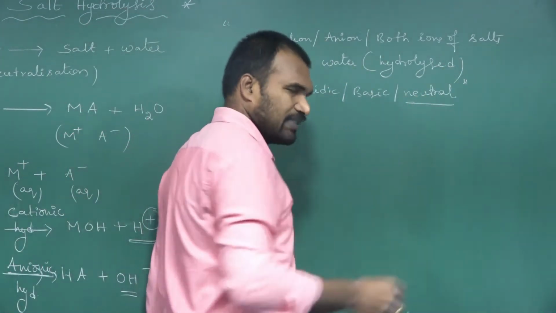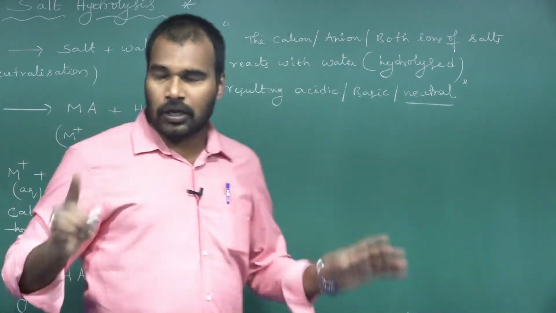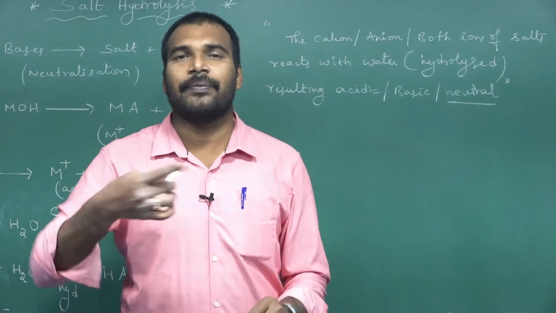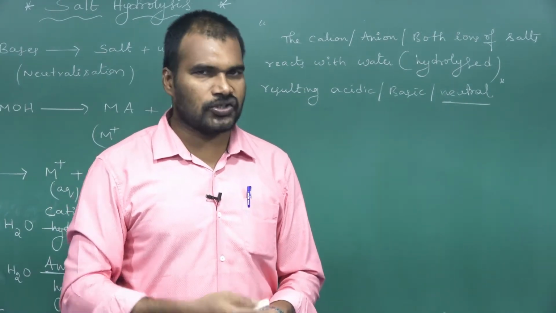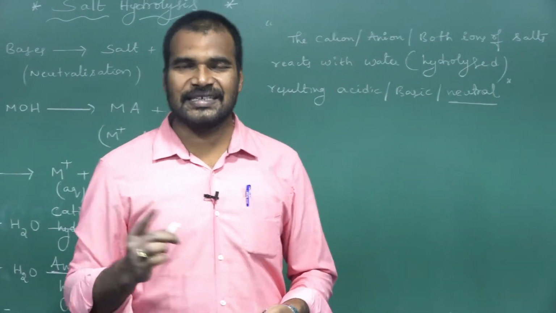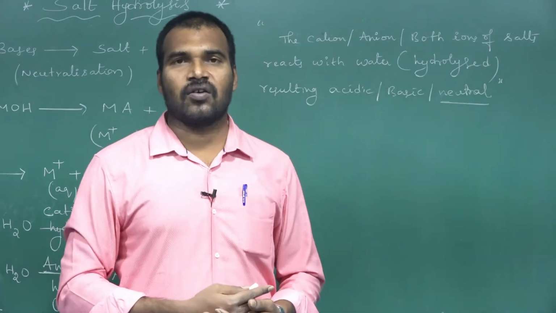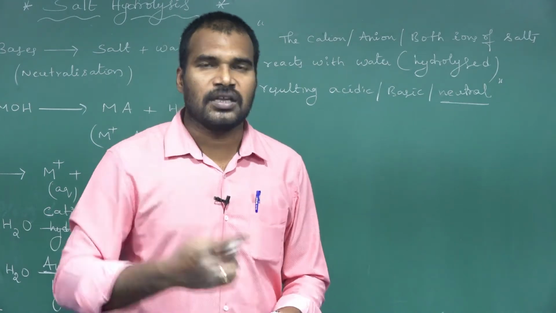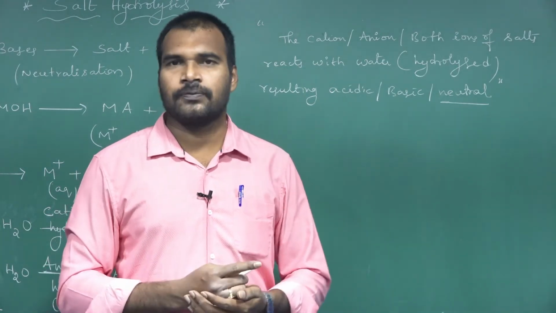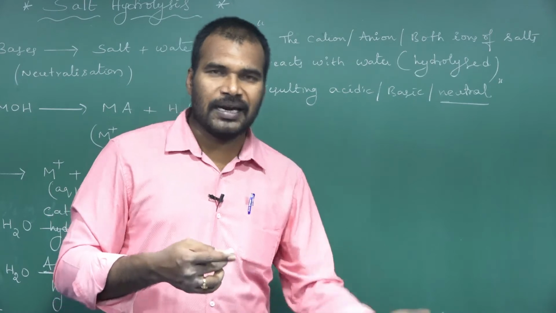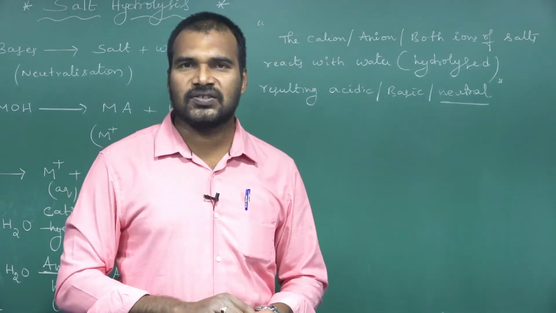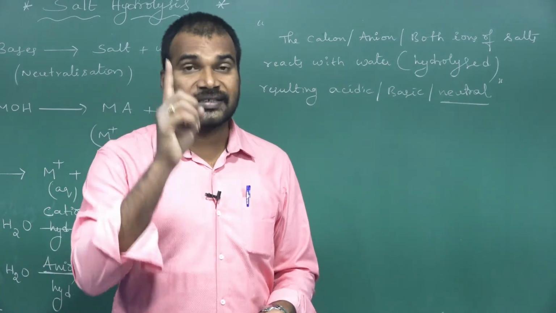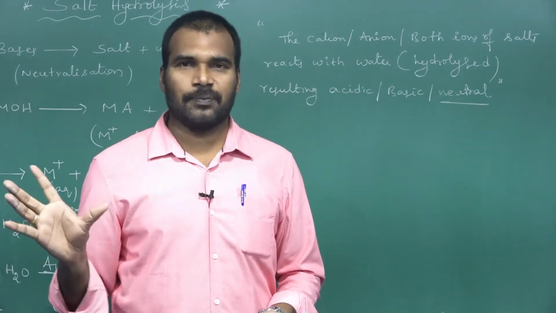Salt hydrolysis. So the final conclusion of this salt hydrolysis: if there is a cationic hydrolysis, they liberate H+ ions into the solution, and the resulting solution becomes acidic. If there is anionic hydrolysis, they liberate OH- ions into the solution, and the resulting solution becomes basic. If both cationic and anionic hydrolysis occur, it may be acidic, basic or neutral. It depends upon the Ka value and Kb value.